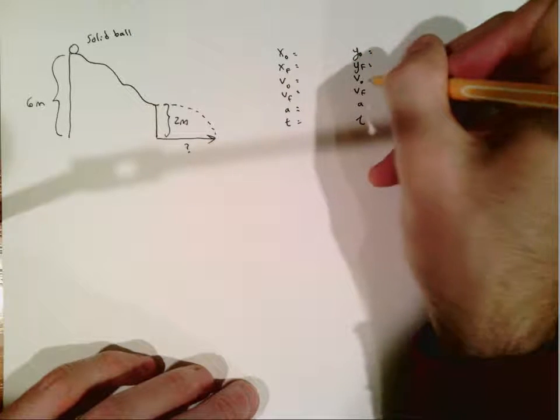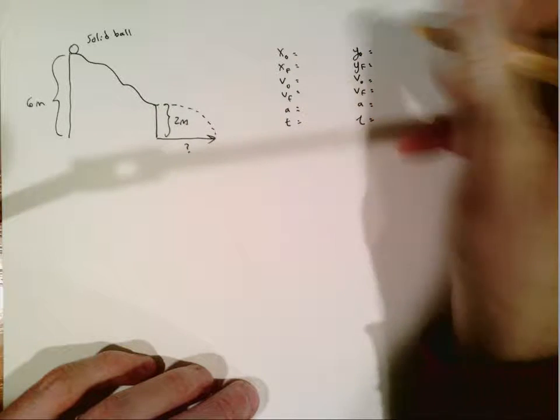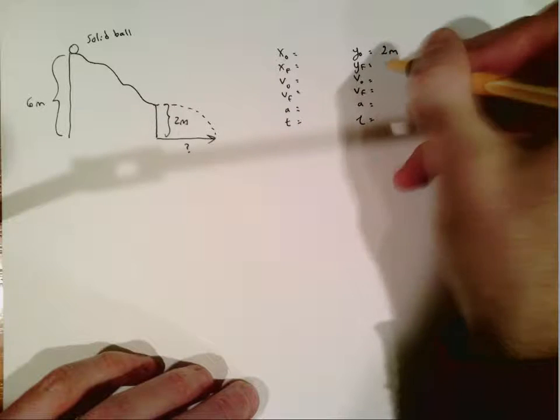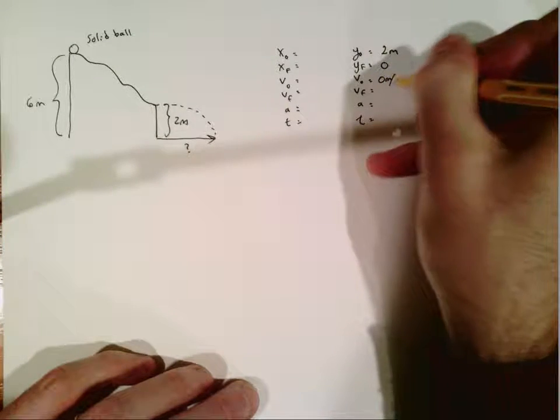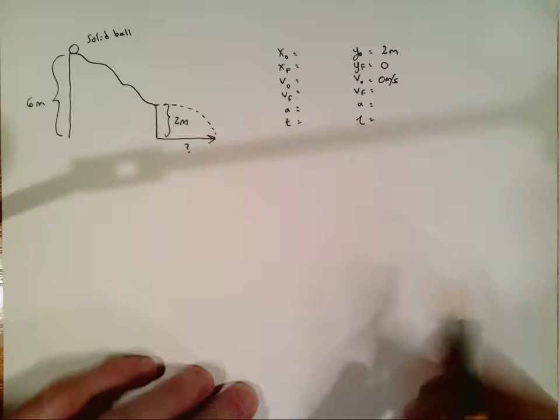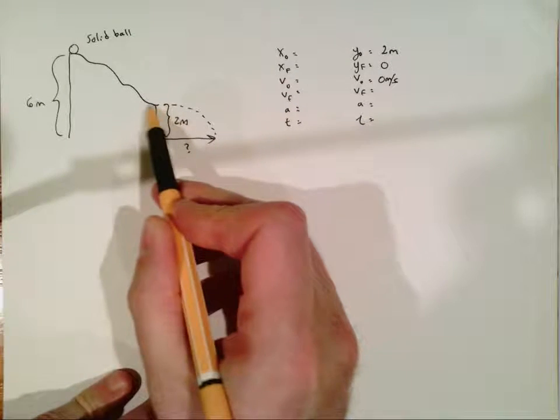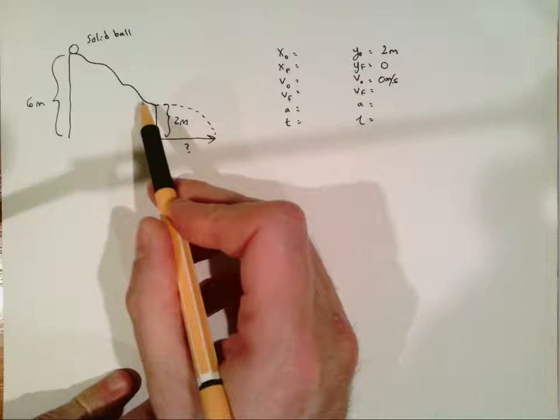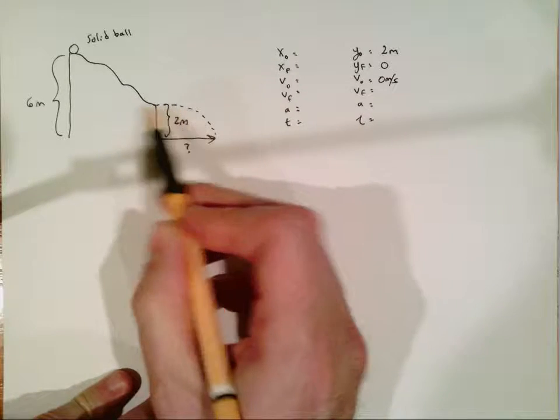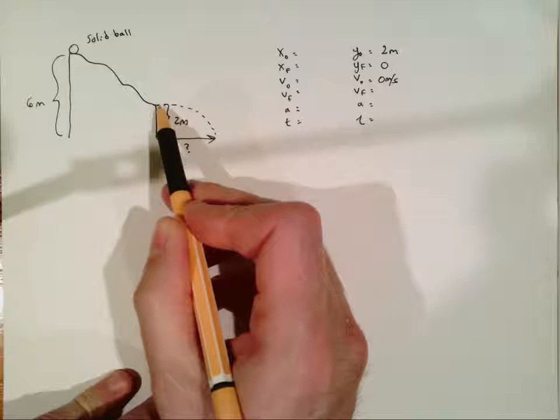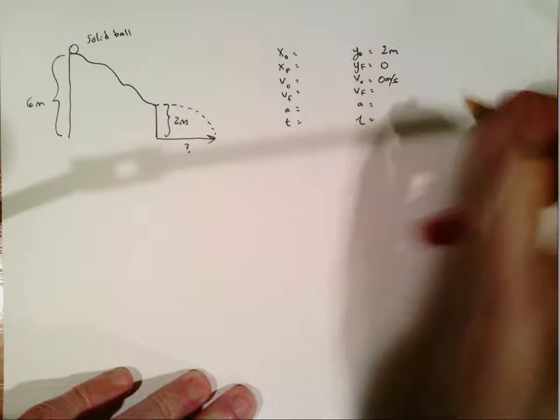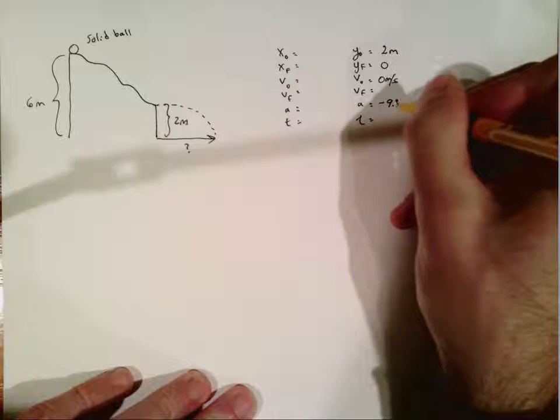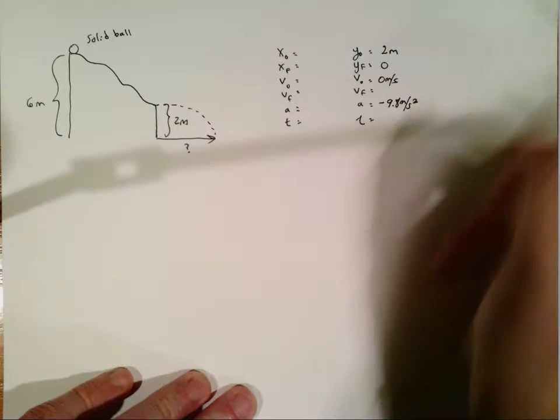Looking at the y direction first, it seems as though the initial position is 2 meters. It lands on the ground, so final position is 0. Now the initial y velocity is 0, and the reason for that is because it tells us that the end of this ramp is horizontal. So at the end of its trip, just before it goes into the air, it's moving horizontally, which means its y coordinate is not changing. It has 0 y velocity. Of course, its acceleration is negative 9.8 meters per second squared.